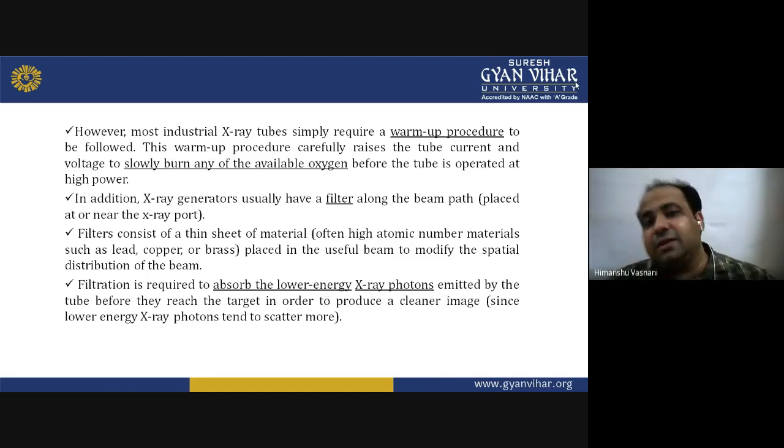In addition, X-ray generators usually have a filter along with a beam bar placed at or near the X-ray port. The filters consist of a thin sheet of material, often high atomic number material such as lead, copper, or brass, placed in the useful beam to modify the spatial distribution of the beam. There are also filters that help.